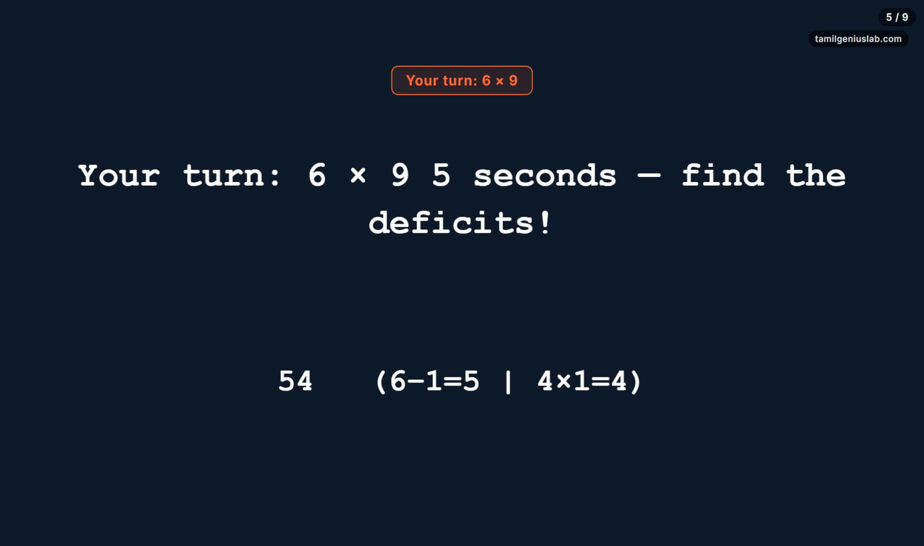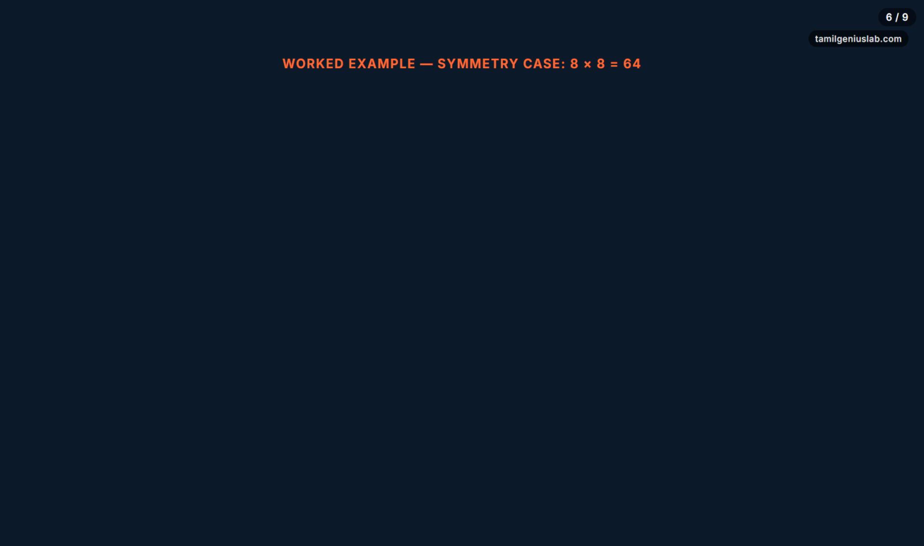10 minus 4 times 10 minus 1 is 6 times 9. 100 minus 40 minus 10 plus 4. 54. You derived that. You did not memorize it. One more, and this one surprises people.